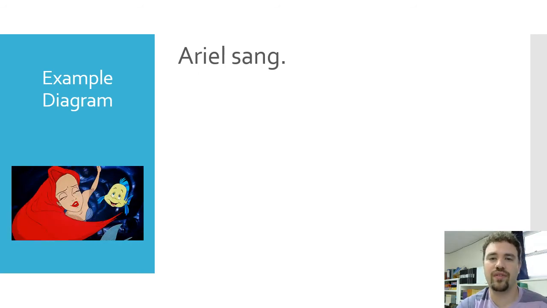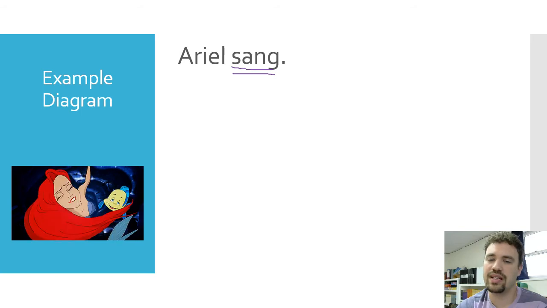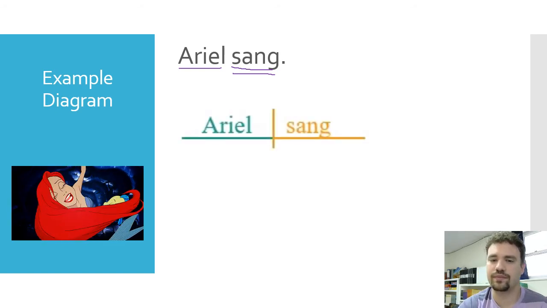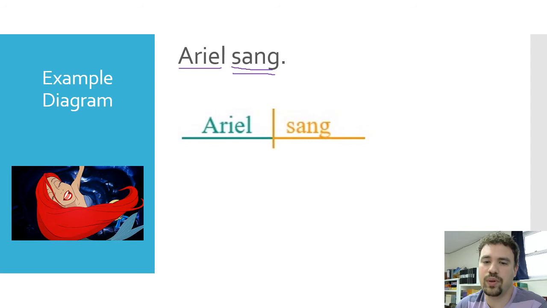So my verb here, my action word, is sang. And I can pretty easily tell who sang. Ariel sang. All right, so let's see how that would look in the diagram. All right, very simple. Horizontal line with a vertical line in the middle.